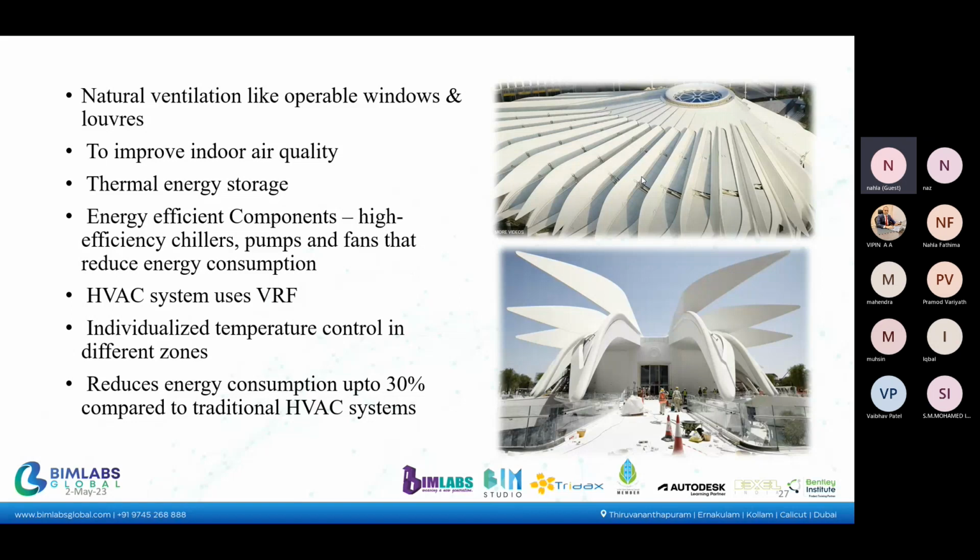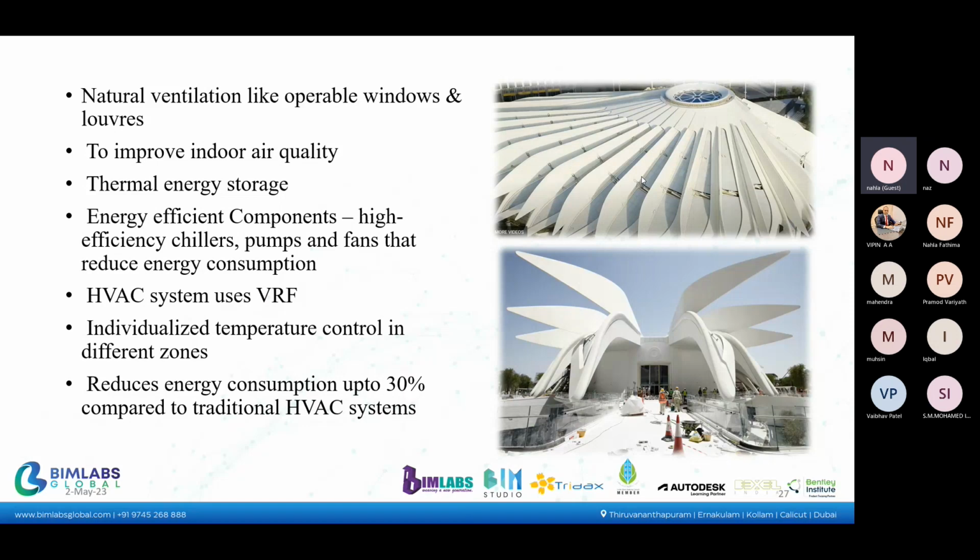And also energy efficient components like high efficiency chillers, pumps, and fans. All the materials incorporated in the building were energy efficient in order to reduce the amount of energy they consume. And also the HVAC system of the building used VRF. VRF is variable refrigerant flow. VRF is an individualized temperature control system. That is, in different zones of the building, the temperature will be controlled depending upon the presence of people in that particular area.